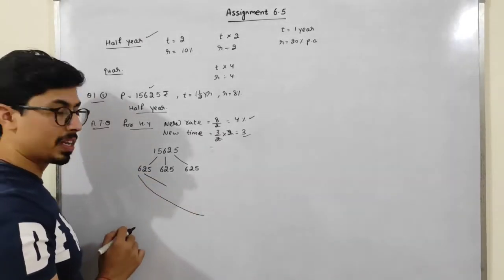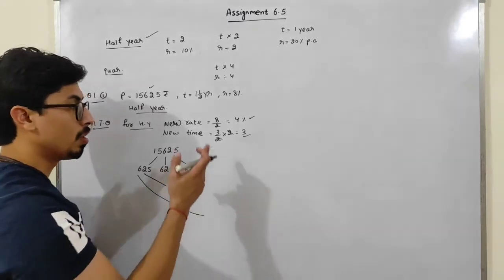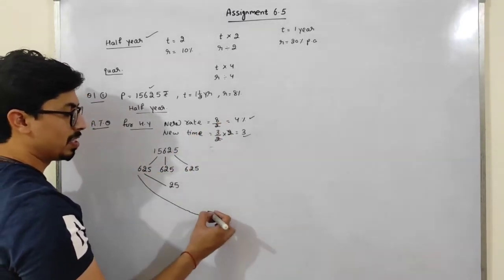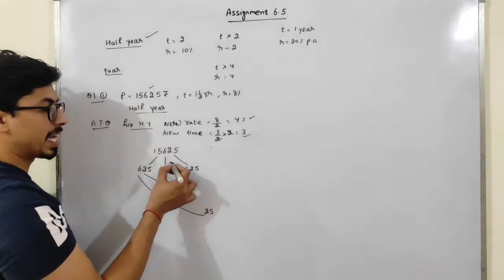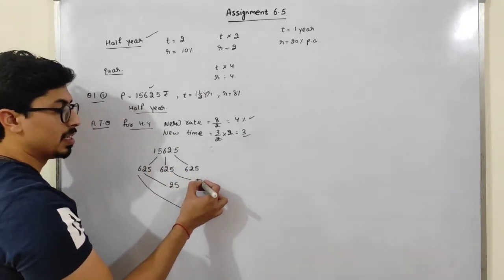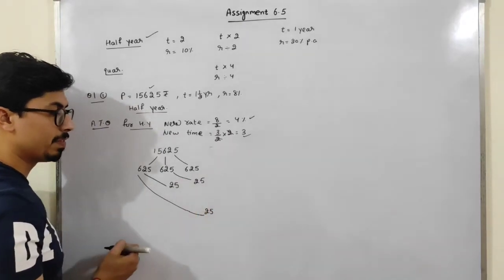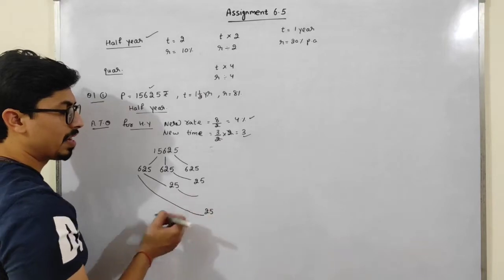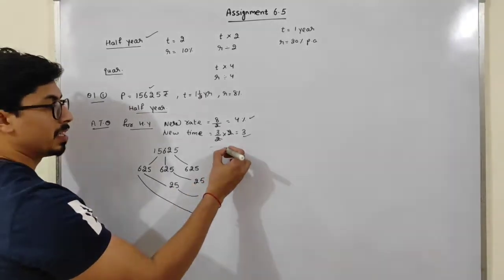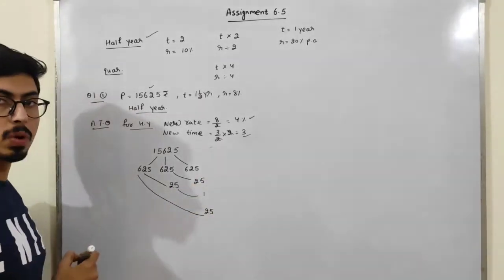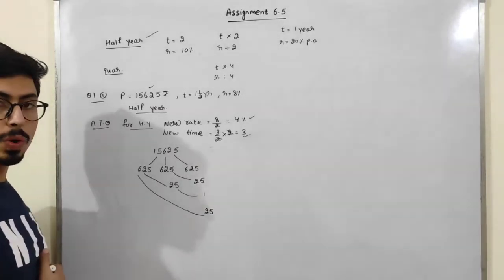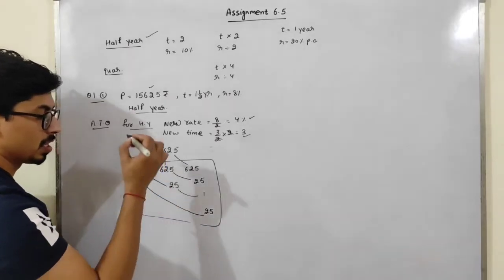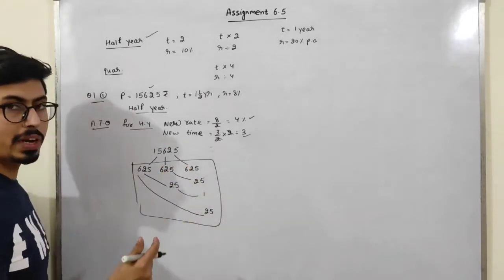In both periods it will give interest at what rate? 4%. So 4% of this is 25, and 4% of this is again 25. This second period interest will give interest in this period at 4% rate, that means 1 rupee. Now I have to find the compound interest. Compound interest means addition of these. Just add them and you will get your answer.